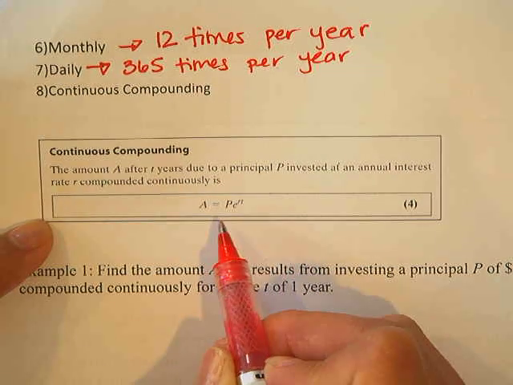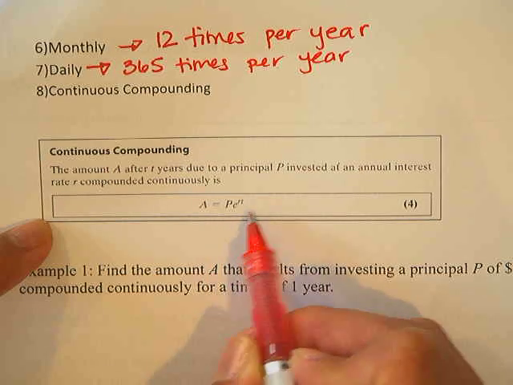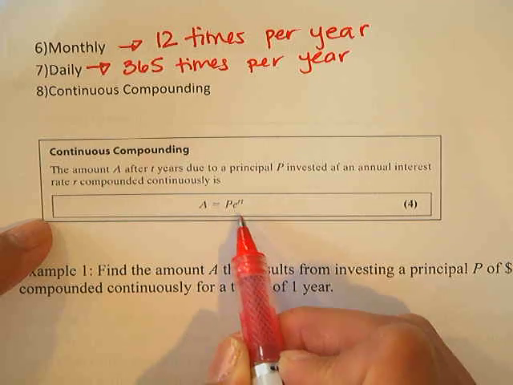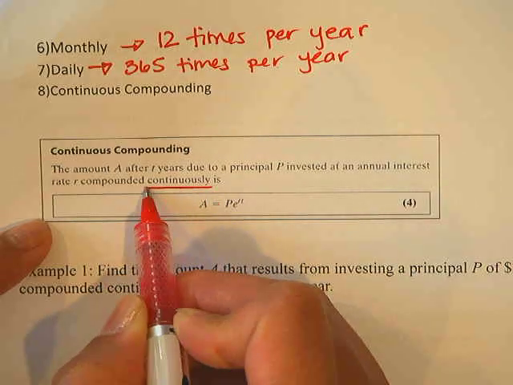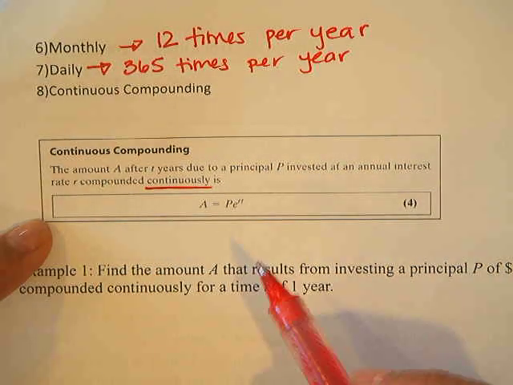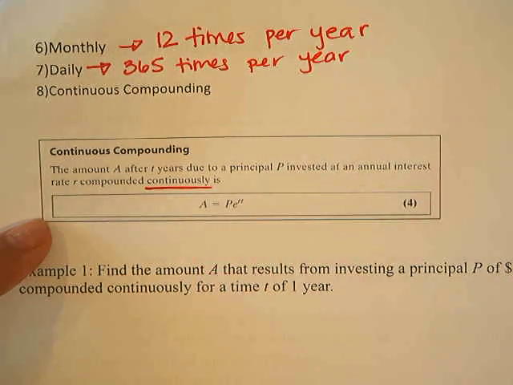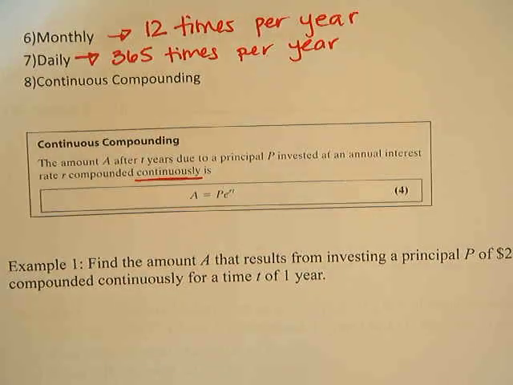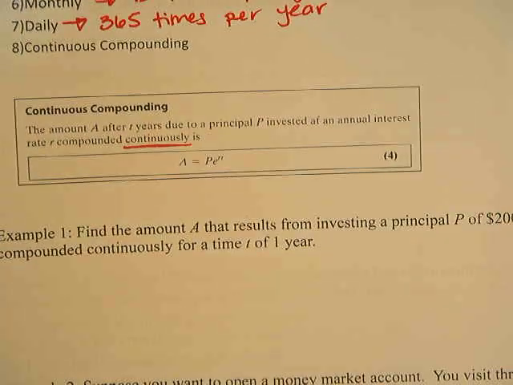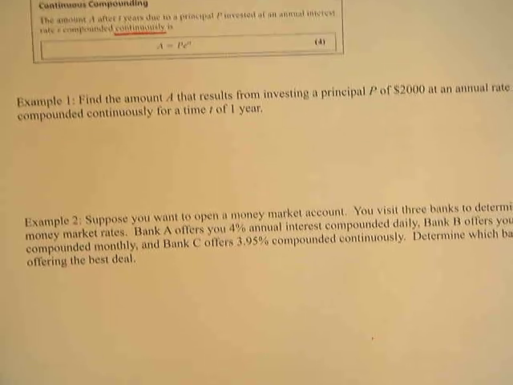And I know a lot of you said this kind of spells like PERT. So if it's continuously, this is the magic word right here. If it's compounded continuously, then you would use Pert. Okay, so here we go. We're going to do our very first easy example.